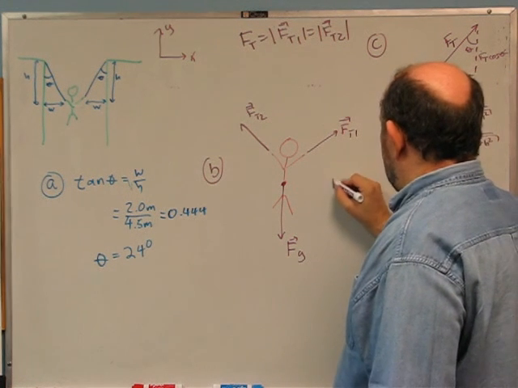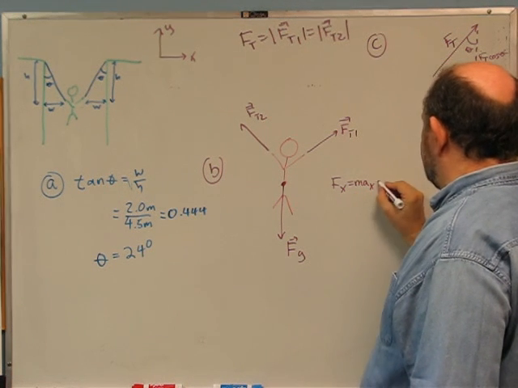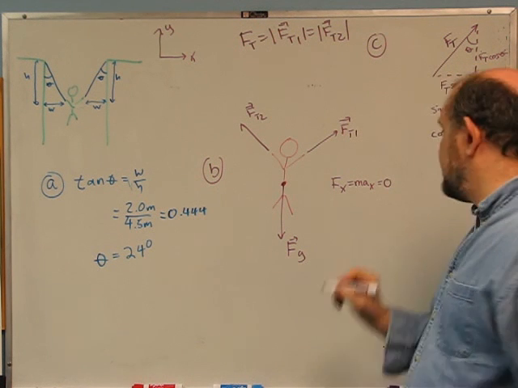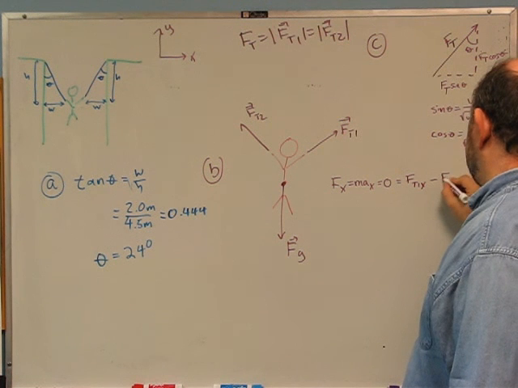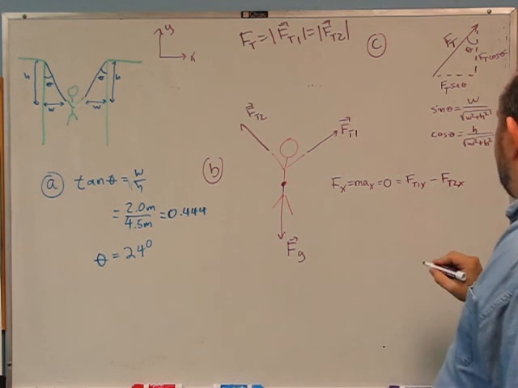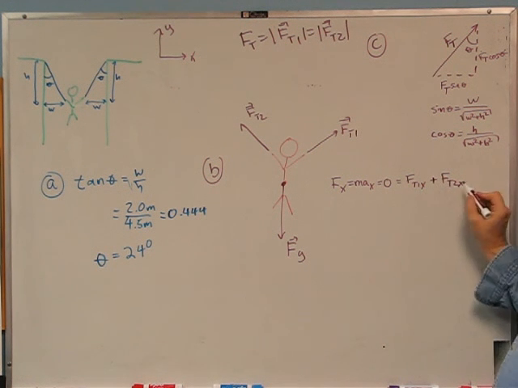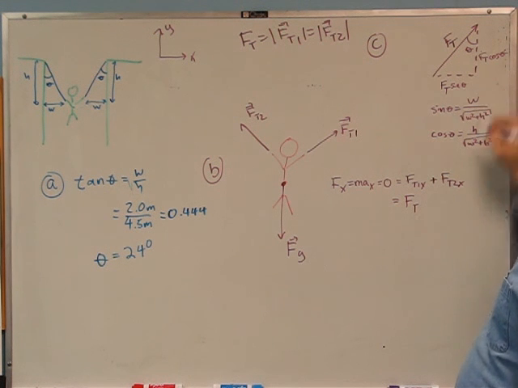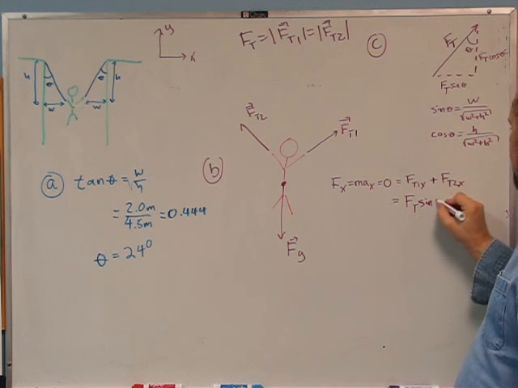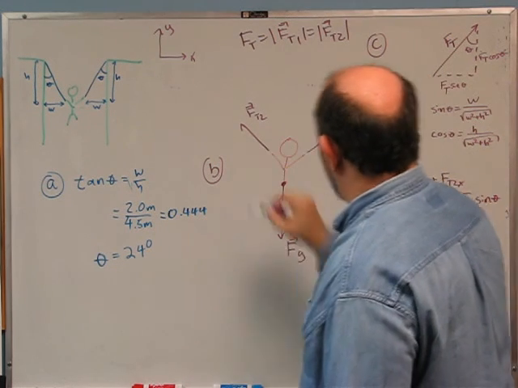Let's do Fx equals MAx. This is the net force in x. It's zero, because he's at rest and staying at rest. That's going to equal FT1x minus FT2x. Really, it's FT1x plus FT2x, the sum of the forces. FT1x is FT times, and the x component is sine theta. FT2x is minus FT sine theta, because FT2 clearly is pointing more in the minus x direction.